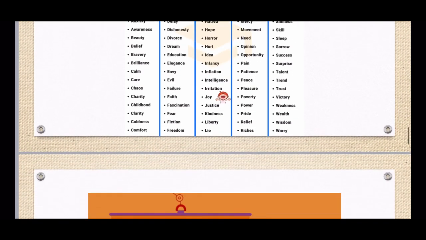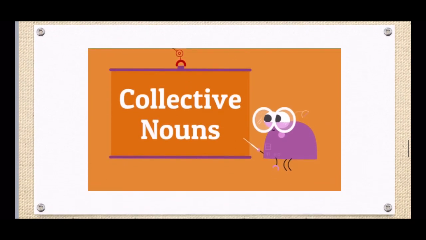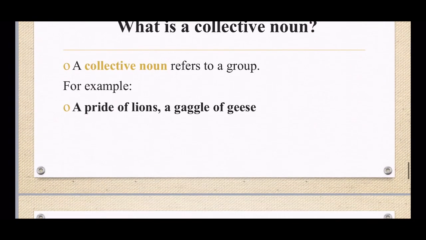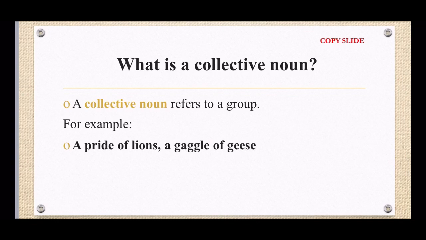Then I'll carry on. Next we have collective nouns, right? So what is a collective noun? A collective noun refers to a group, right? So for example, we get a pride of lions or a gaggle of geese, right? This noun is all about referring to groups and putting single things into a group. So if you are in class, for instance, all of you are my learners and together we are in a classroom, right? That's our group.